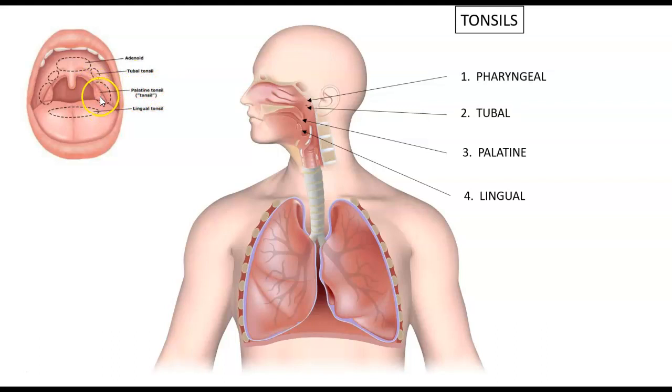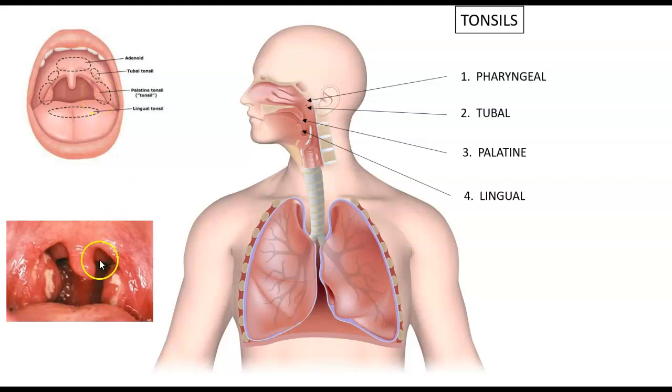And if it ever gets inflamed, we will see a picture like this. These are inflamed tonsils. You can see the white stuff on there. There's most likely some bacteria, probably strep. And this is what we call tonsillitis, inflammation of our palatine tonsils.